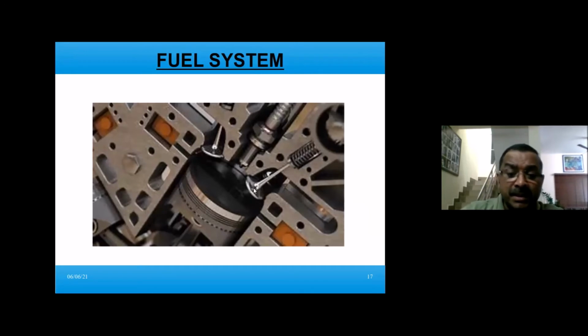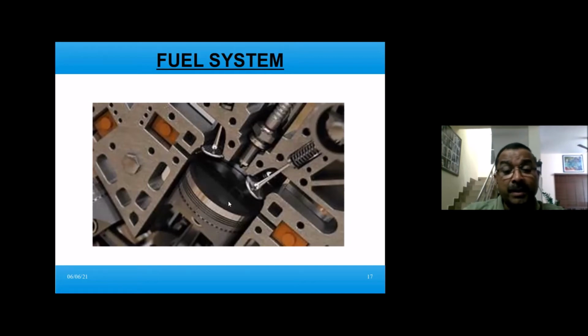system. Here you can see the valves, inlet and exhaust valves. Actually, these valves are spring-loaded valves, and here you can see the camshaft. The camshaft will be pushing these valves at the appropriate time against this spring. After the cam is gone, the valve will be pushed back to its setting, so normally it will be in a closed position.